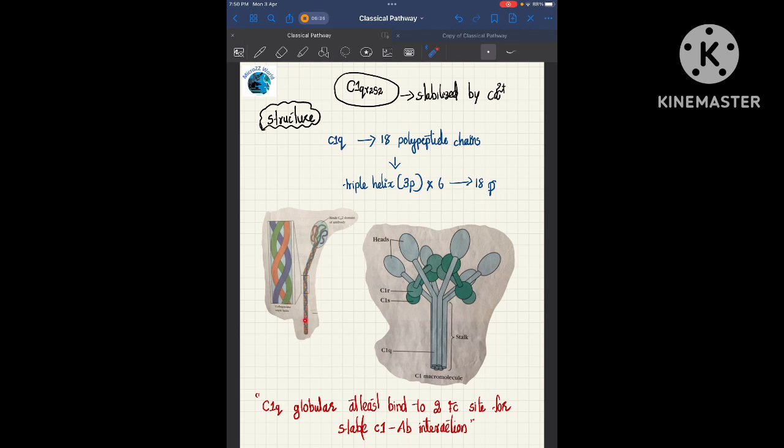So this is a single triple helix structure made up of 3 C1Q polypeptide chains. It contains a globular head. With the globular head, this C1Q triple helix interacts with the Fc portion of the antibody. So this is one triple helix.